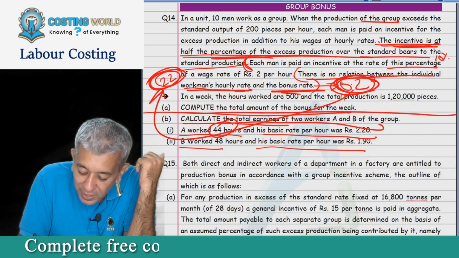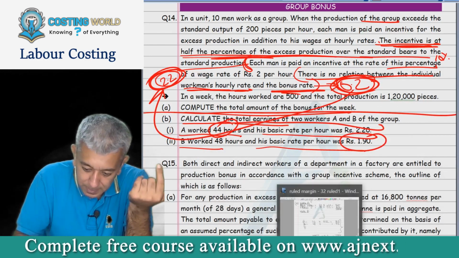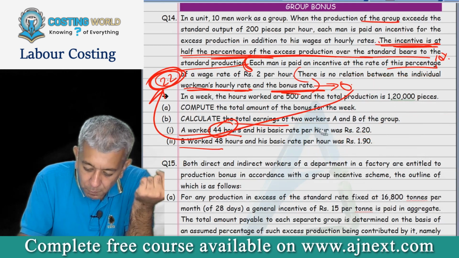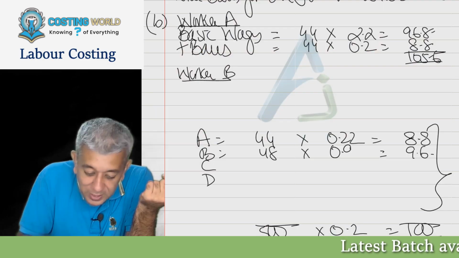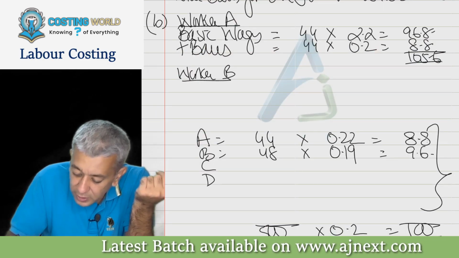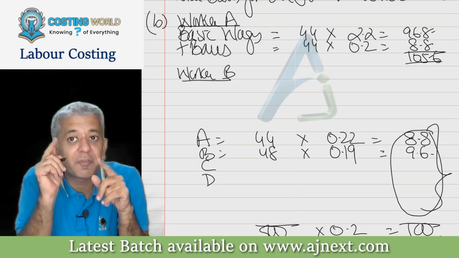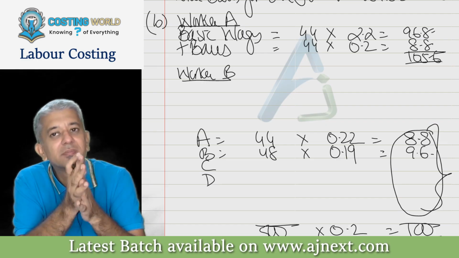Then worker B would be paid 0.19. Then in that case, you will understand, the total of all these numbers would not have come to 100. Yes, sir.